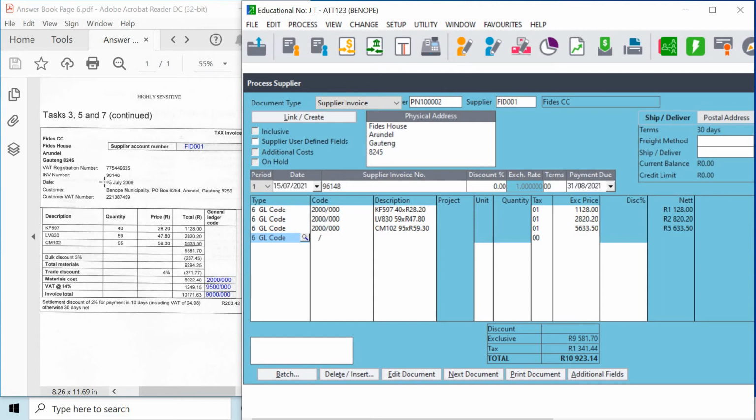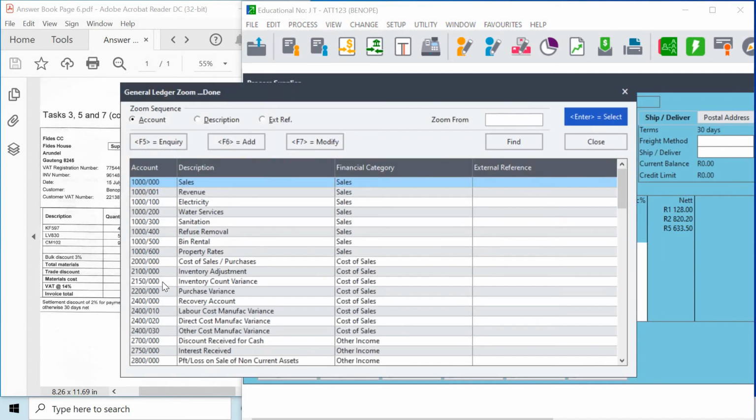We have 9,581.70 exclusive price. We are given a trade discount of 4%. You can see there, we always put our trade discounts in the allocated discount block at the top. But we're also given a bulk discount. A bulk discount is a discount on the items.